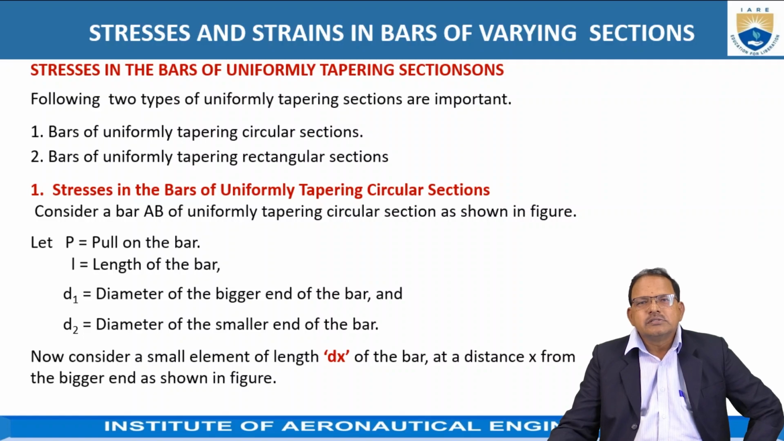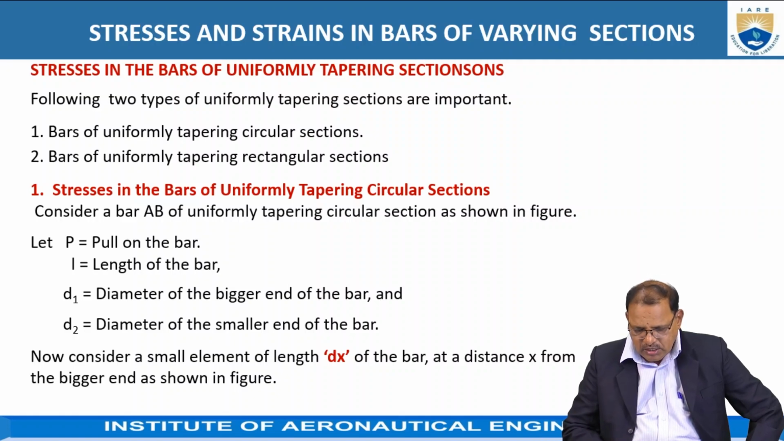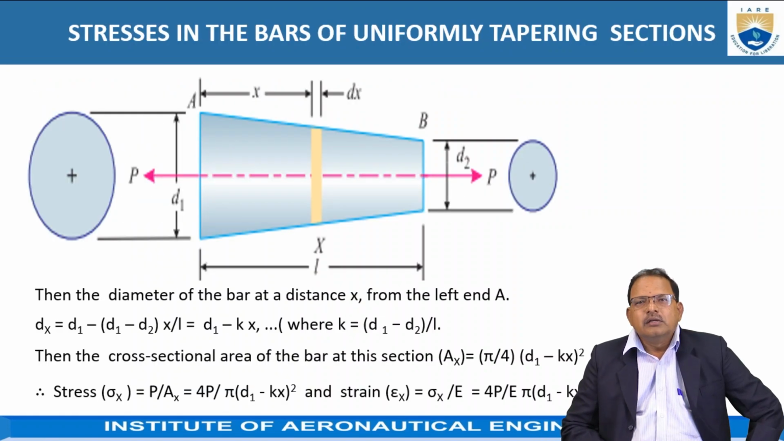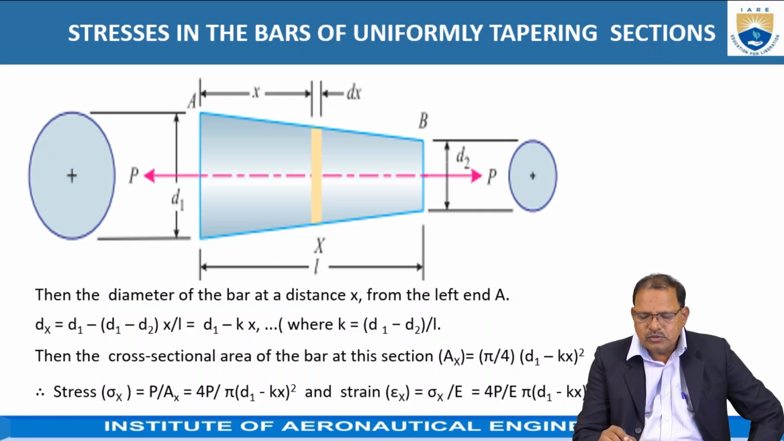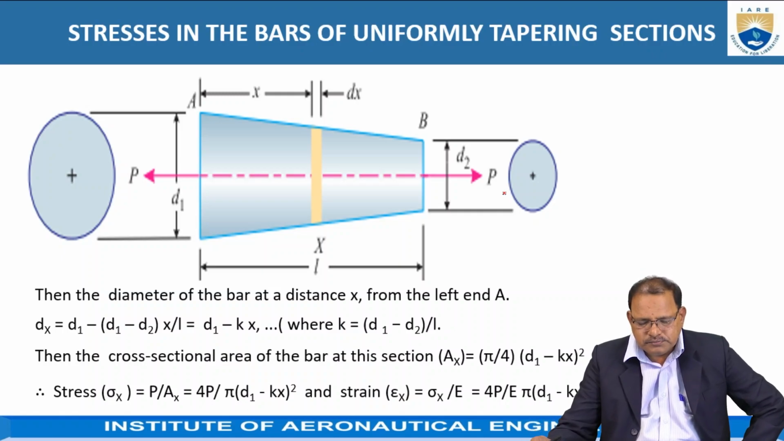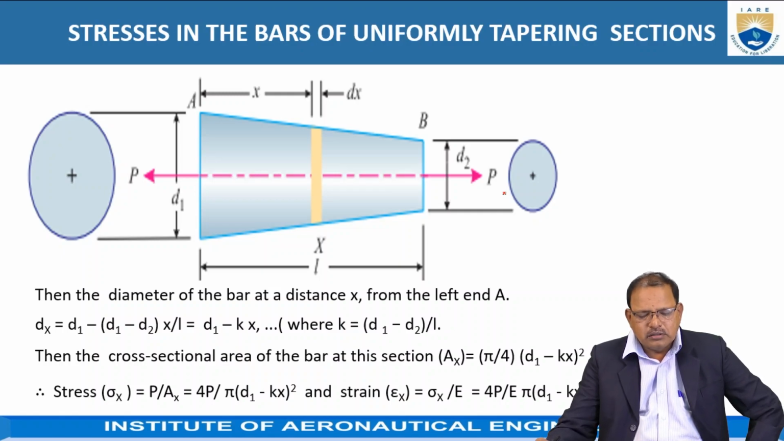In the first case, stresses in the bars of uniformly tapering circular section. Let P be the force acting. Here it is tensile in nature. Let D1 represent the larger diameter of the uniformly tapering circular section as shown in the figure, and D2 represent the diameter at the smaller end.